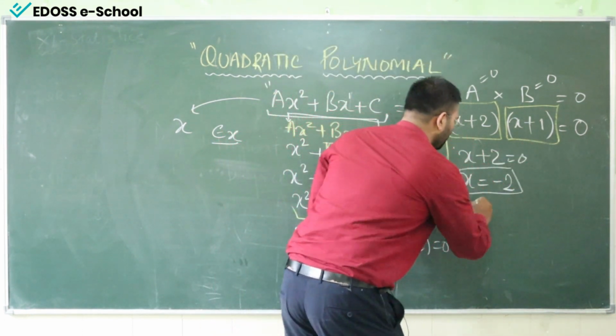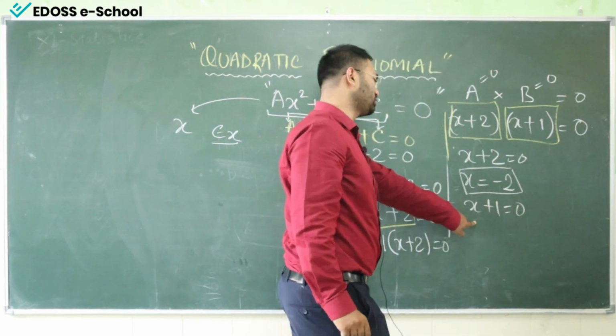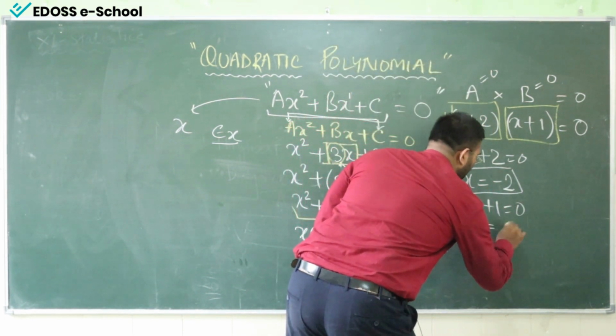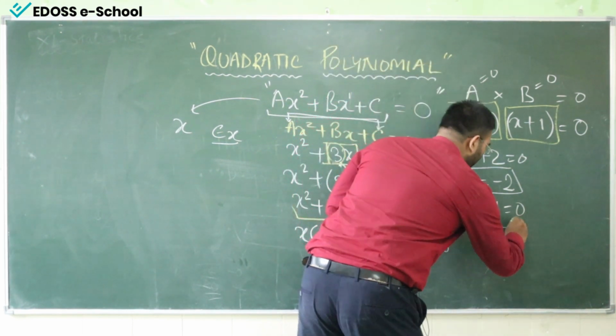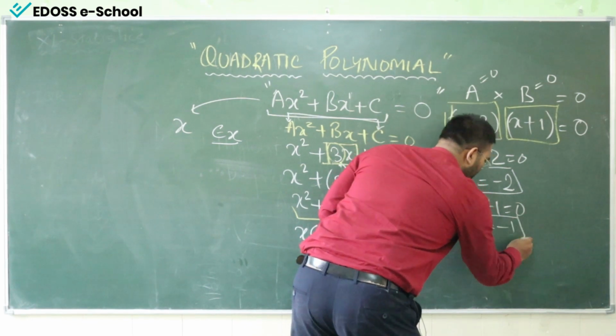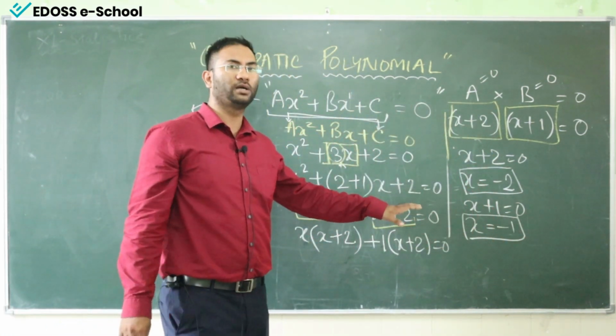Now the other factor is x plus 1. Assume this also equals 0. It will also be solved as a simple linear equation, and we will get another value after solving the other factor. So this is how splitting the middle term works.